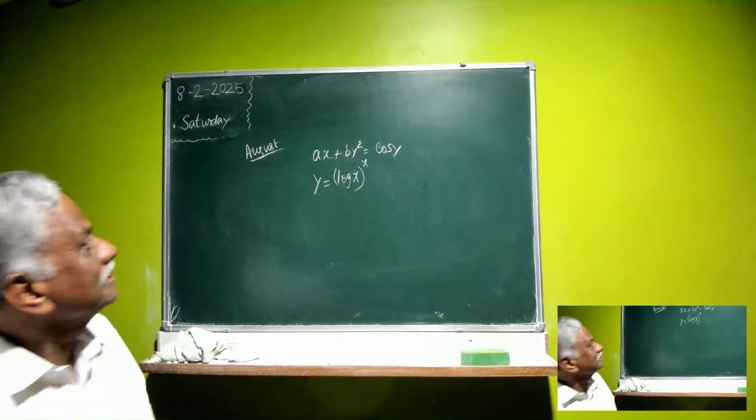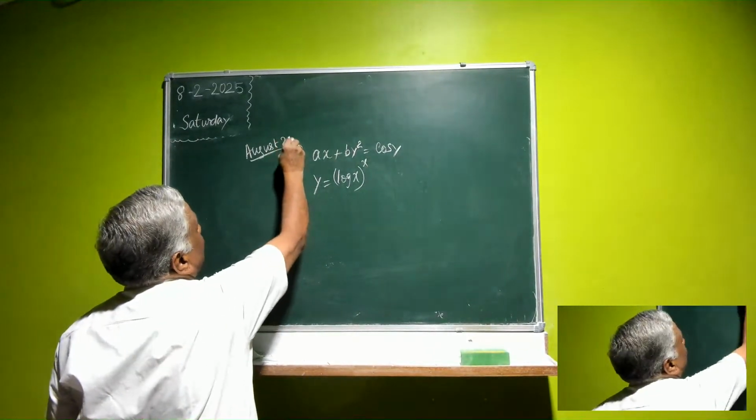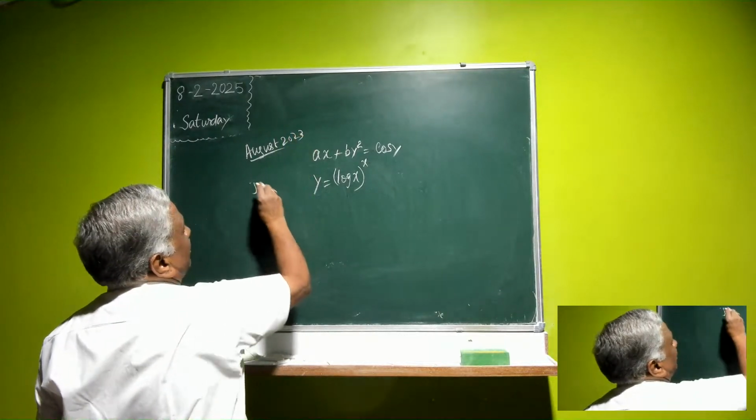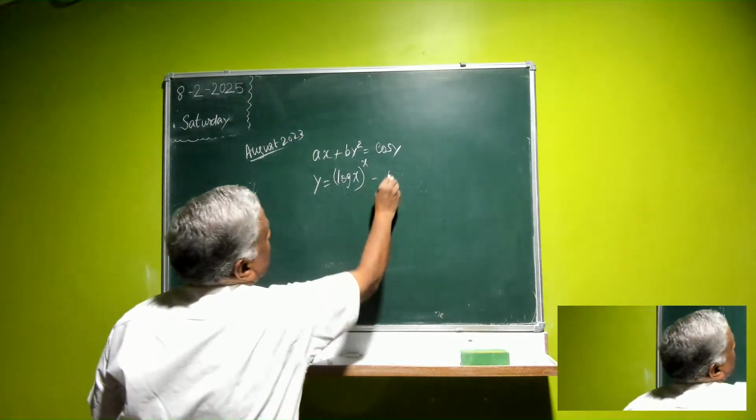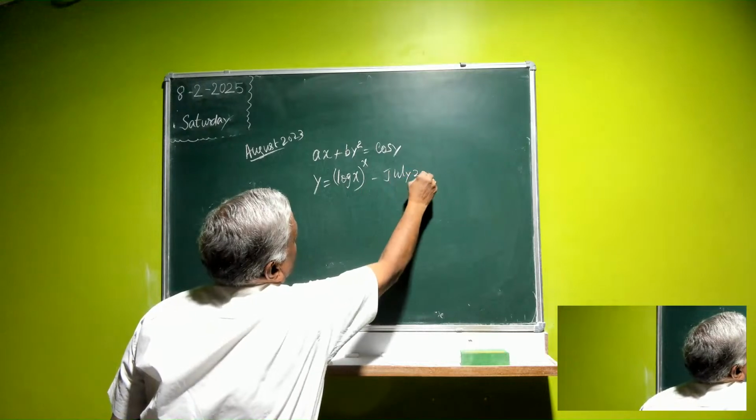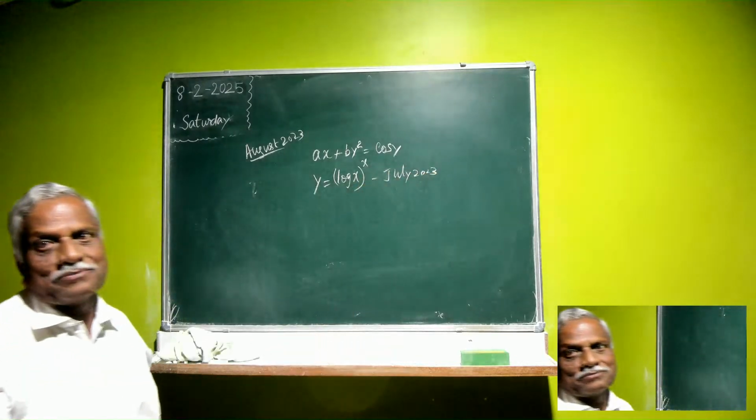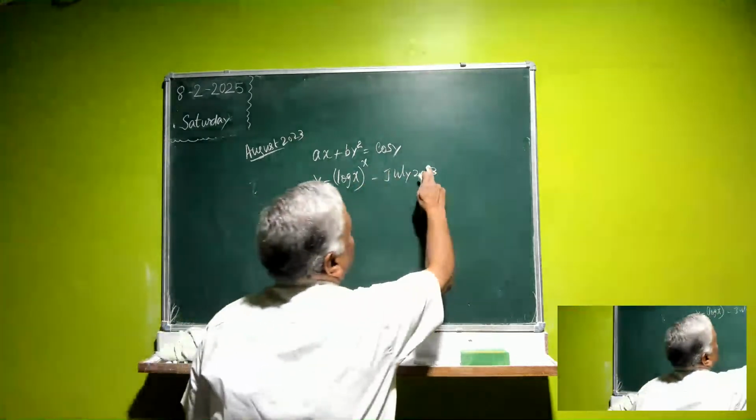July 2023 they have asked. It is August 2023, and this question they have asked in July 2020. What is the notice? Same question they are repeating, very next year.